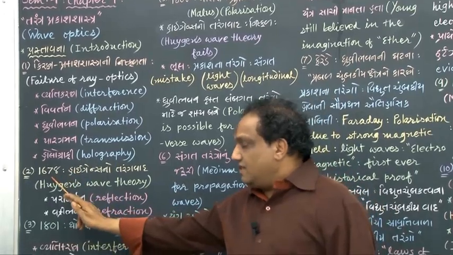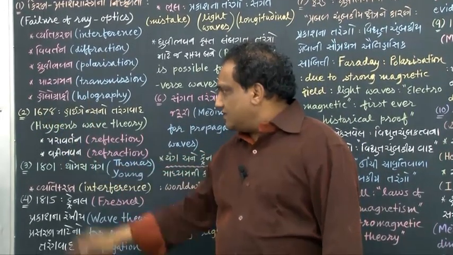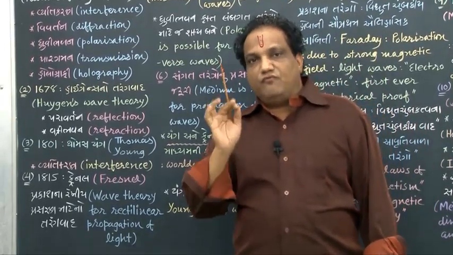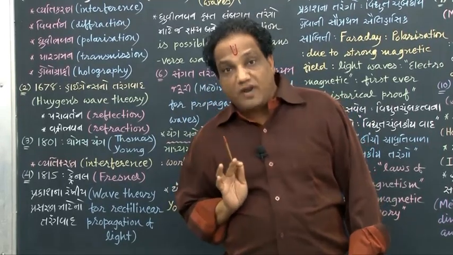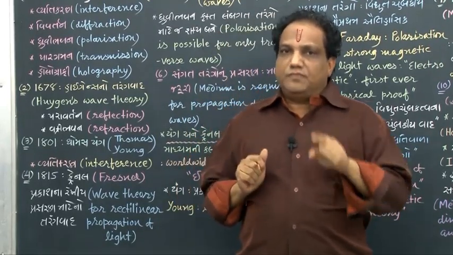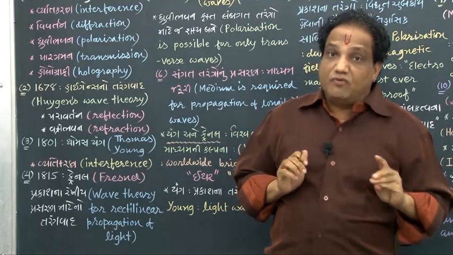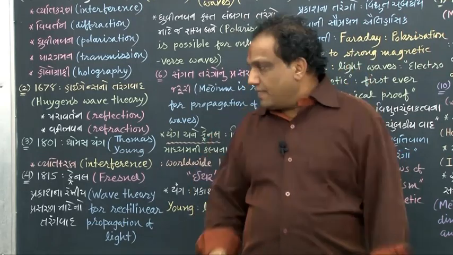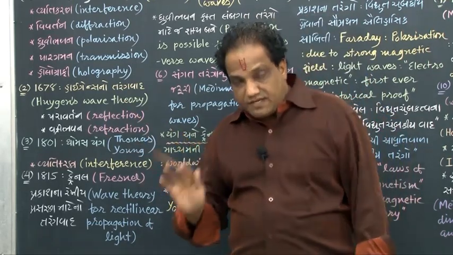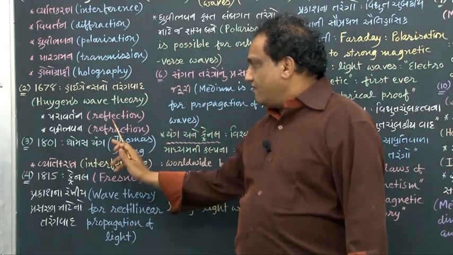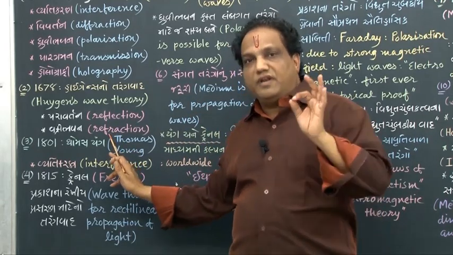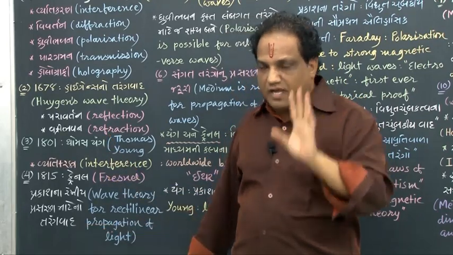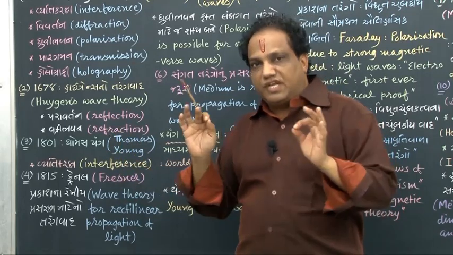Then history says that in the year 1678, it was Mr. Huygens who had introduced wave theory for propagation of light. He assumed that light energy propagates in the form of waves. Such a theory is called Huygens wave theory. Huygens wave theory succeeded in explaining phenomena like reflection and refraction very nicely. Using the wave theory proposed by Huygens, you can explain phenomena like reflection and refraction satisfactorily.